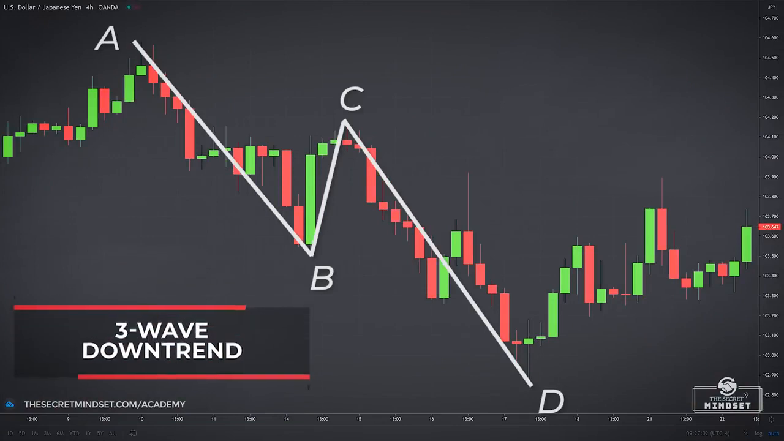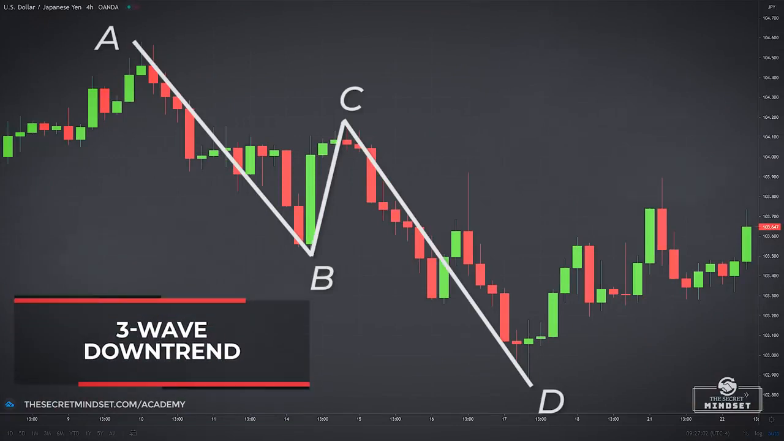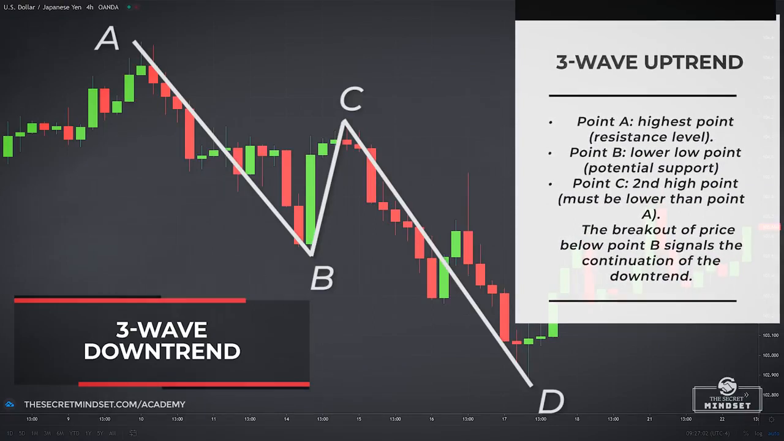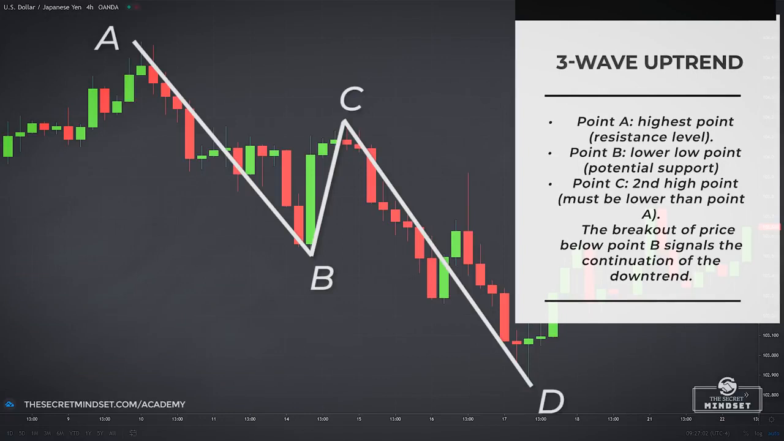In a downtrending market, the 3-wave pattern forms when point A becomes the highest point, when price finds resistance and moves down. Point B becomes the lowest low point and forms a level that we consider as potential support. And then price moves up and finds another resistance at point C. When price breaks the point B support level, it indicates that the market is most likely to continue downward.